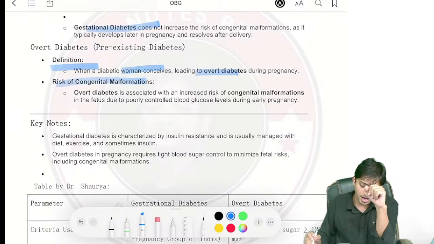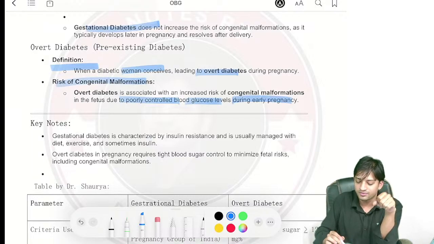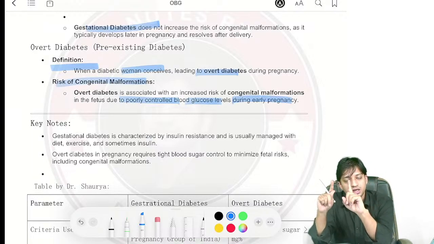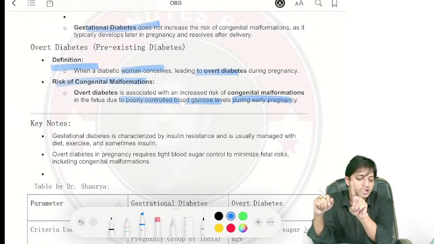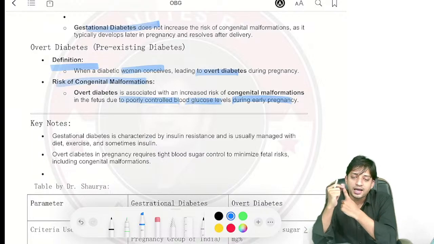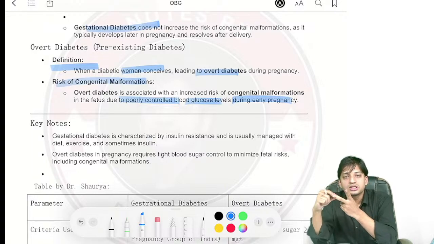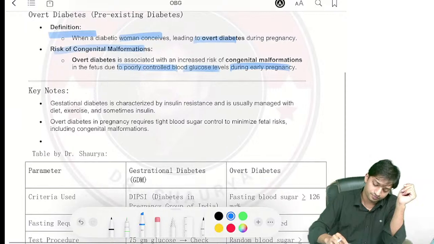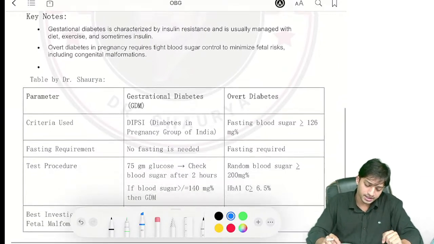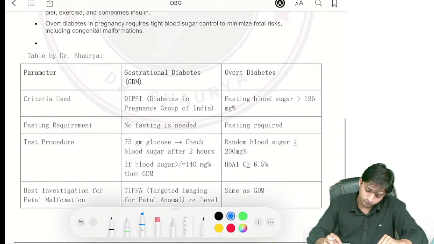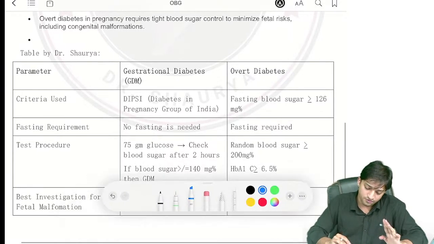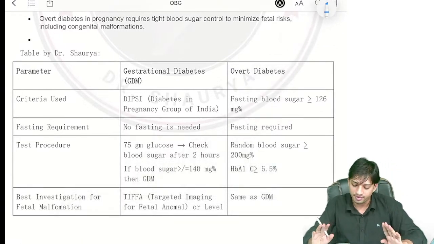Keep this in mind. Why? Because of poorly controlled blood glucose level early during pregnancy. Try to understand the two different points. The different point is that in overt diabetes mellitus there is risk of congenital malformation to the fetus, but in gestational diabetes there is very less risk of development of congenital malformation. Right? Now, come here to the parameters for gestational diabetes mellitus and overt diabetes mellitus.